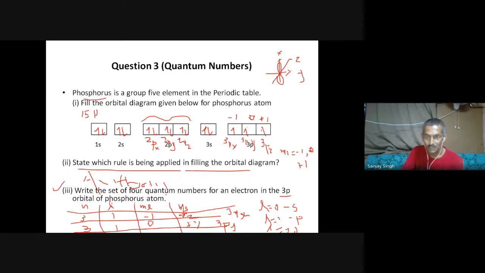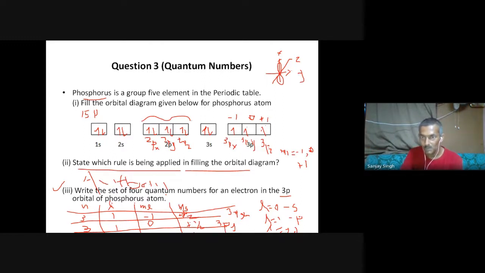In a similar manner, you can do the last one. Again, this is 3P, so that's three for n, and l is equal to one. Your ml would be positive one. You need to signify positive, or your solution will be wrong. So positive one, and it is pointing upwards, so this is positive half. That's how you solve the questions on these quantum numbers.